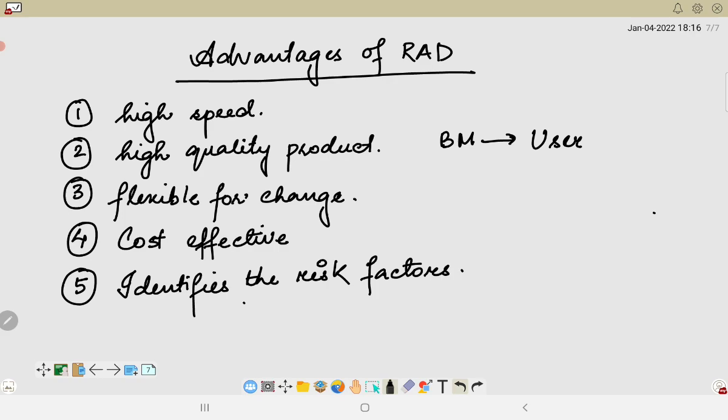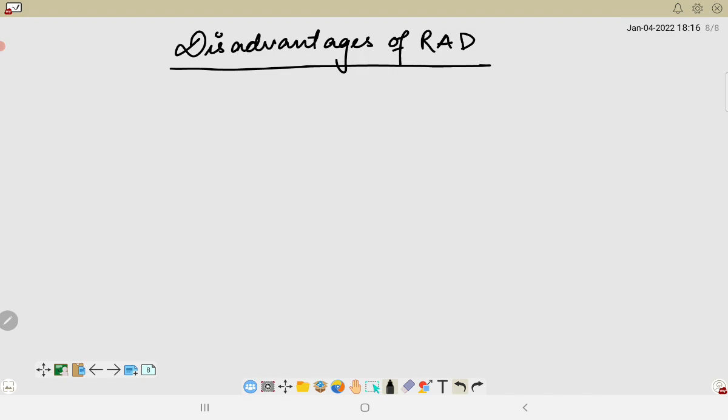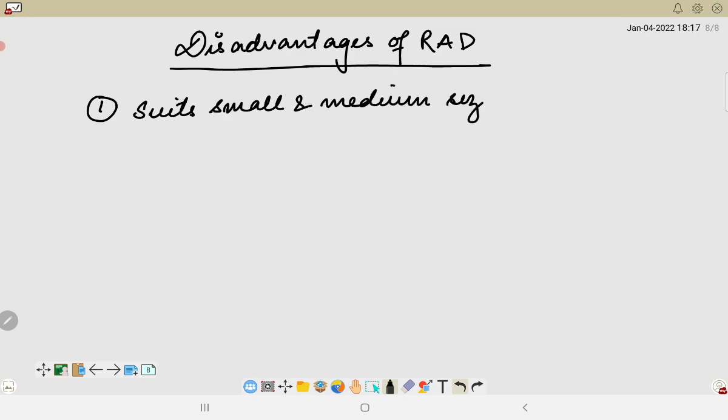Now the disadvantages of the RAD model. The first and primary disadvantage is that it is not suitable for all types of projects. It suits small and medium sized projects, that means those which involve a definite development time. So we can handle those kinds of projects using this particular model.